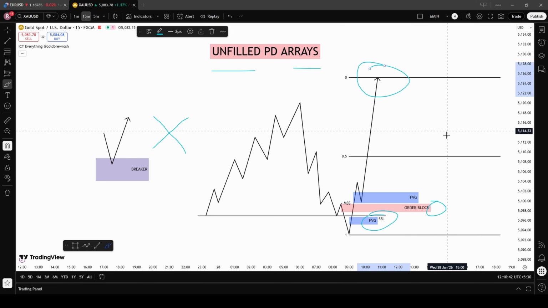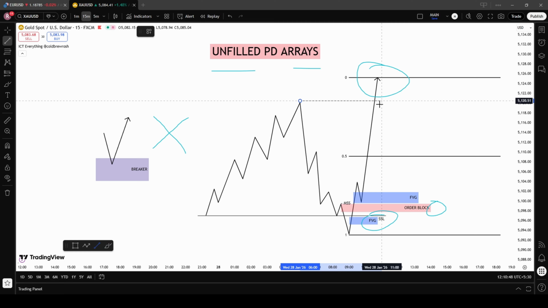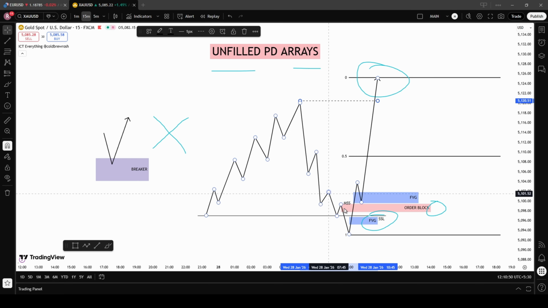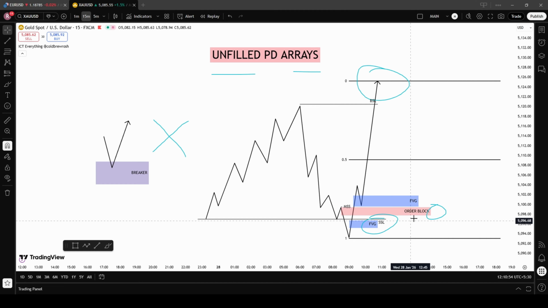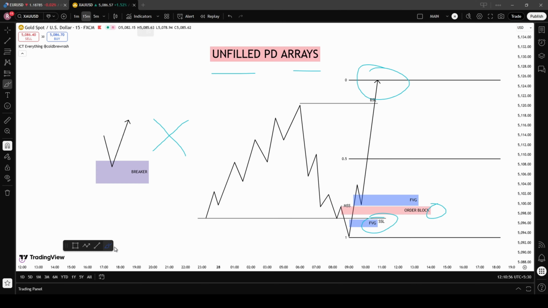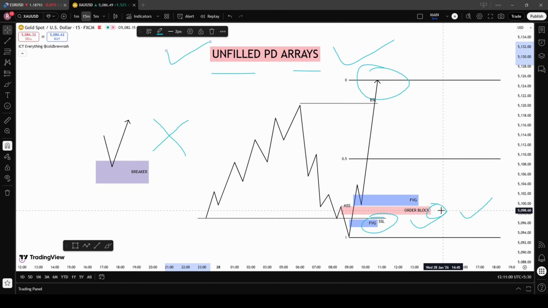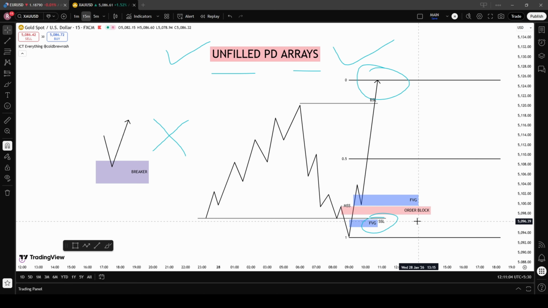Now you can see that price has formed a high, and in this example it has also swept a high. Once that happens, we go back and mark the unfilled fair value gaps and unfilled order blocks that were left behind earlier. These are now our unfilled PD arrays. This is how unfilled PD arrays are formed, and how you choose which ones actually matter.